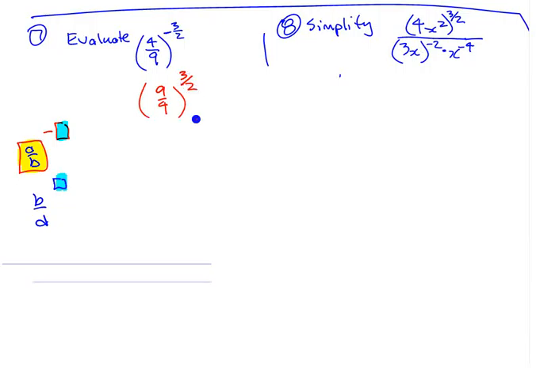Well, as I was going around helping you guys with this question, a lot of you, once we talked about flipping it over, your first instinct wasn't to flip this over.